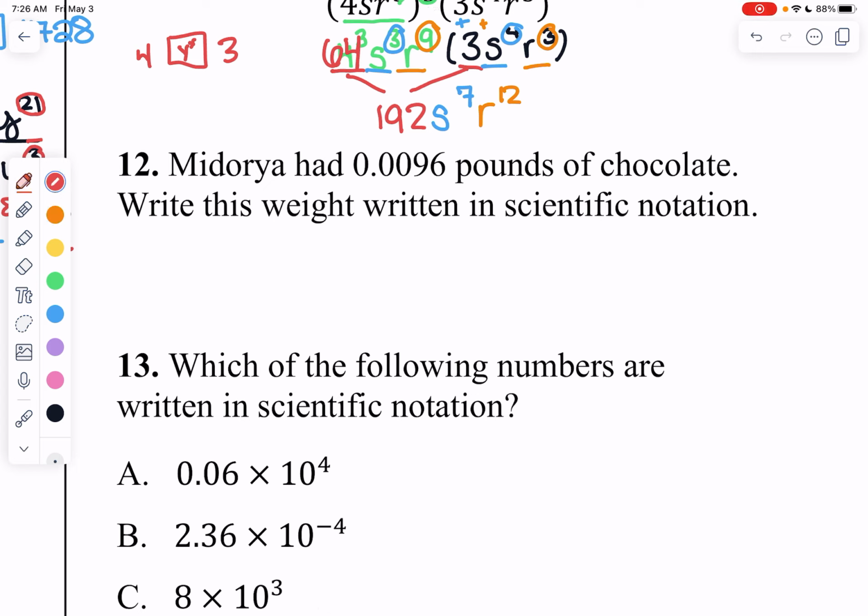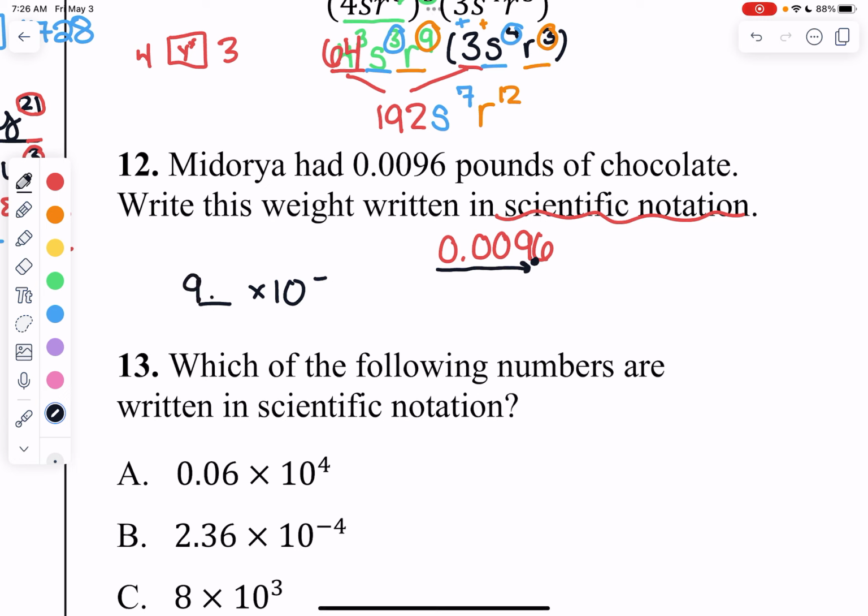We have this number 0.0096, and we want to write it in scientific notation. So this is what we did before. The first thing I need for scientific notation is the number to go on the left side, which I find by putting a decimal point after the first non-zero number. So I have 0, 0, 0, not 0. The decimal point goes after the 9. And then I fill in this blank with what I see, 9.6.